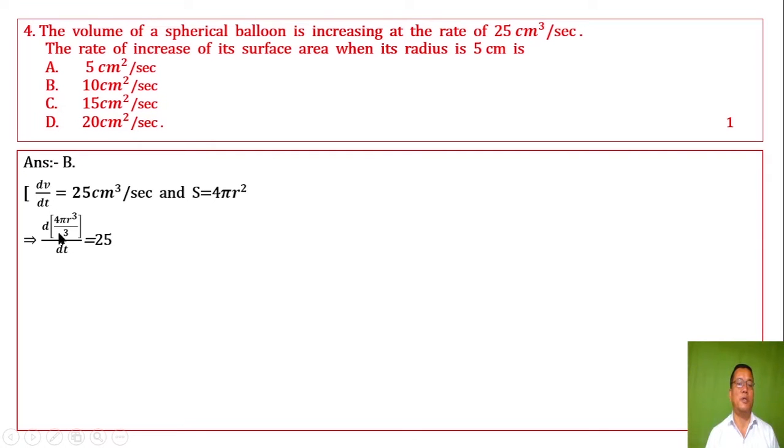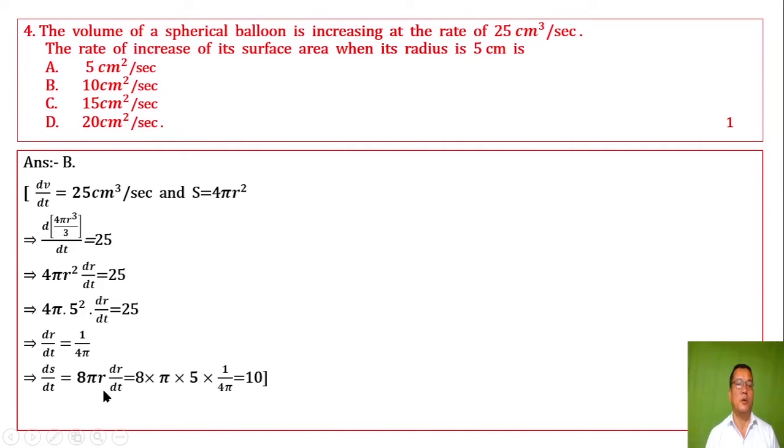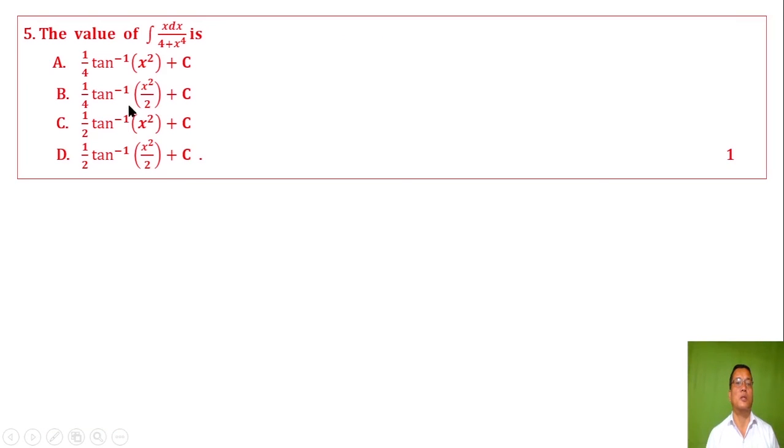dv by dt is this. Differentiating with respect to t, we get this, from which we have to put r equal to 5 and solve for dr by dt, which is 1 by 4 pi. Therefore ds by dt is equal to ds by dr into dr by dt. Cancelling this, we get 10 cm square per second. Correct answer is B.